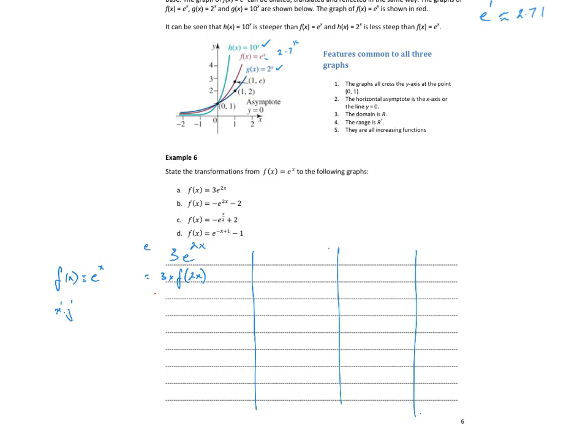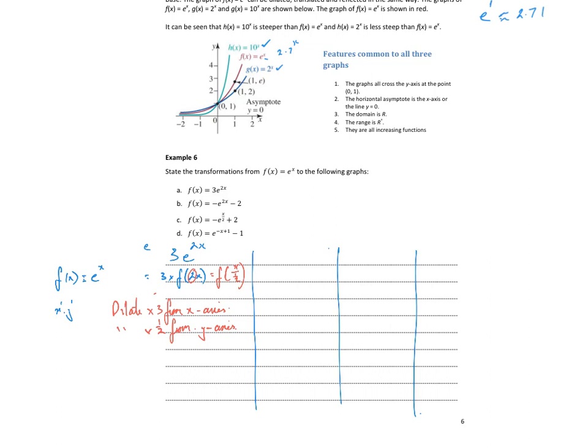So the 3 out the front, that's from the x-axis, and that 2 there, that's the same as, remember, having f of x on a half. And that makes it a dilation by a half from the y-axis. Okay, so you just got to remember that the 2x that we substitute into the function is not a dilation by 2, it's a dilation by 1 on 2. All right, so what about b?